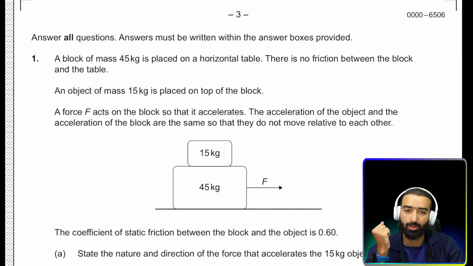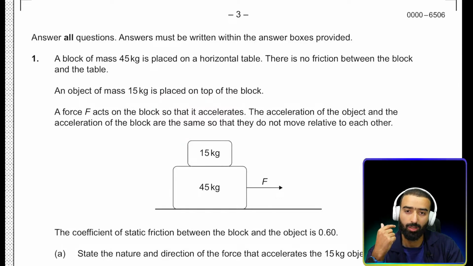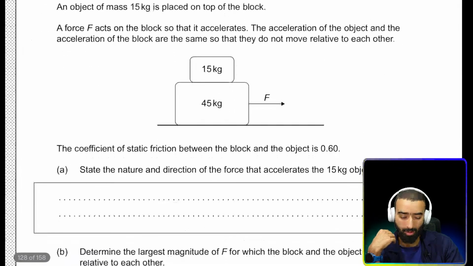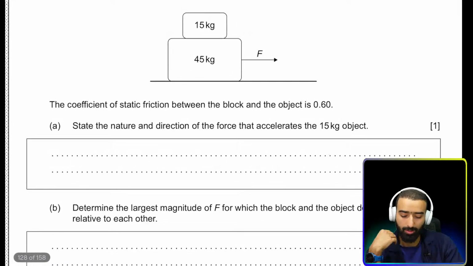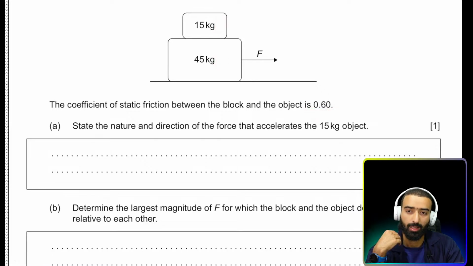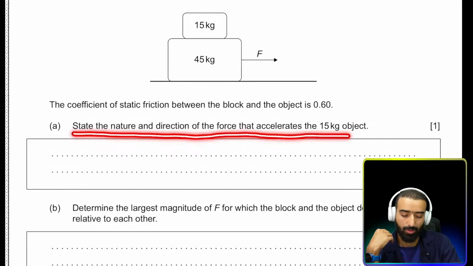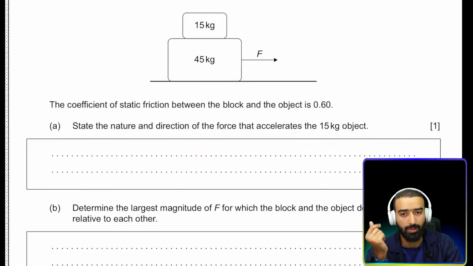The acceleration of the block and the acceleration of the object are the same, so they do not move relative to each other. The coefficient of static friction between the block and the object is given to be 0.60. First question is: state the nature and direction of the force that accelerates the 15 kilogram object.